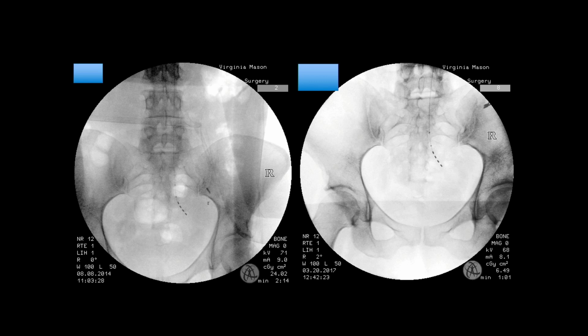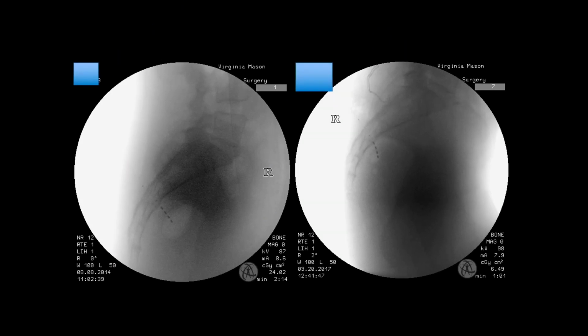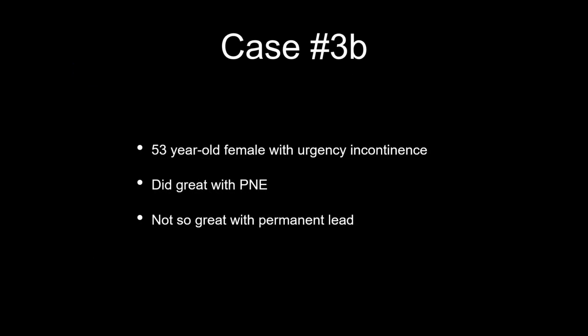I didn't want to be running to the OR, but on the other hand, she did great after we revised it. And you can see, it's about the same level. I actually feel like I could go a little bit higher than that, but she got a great response with this curvature down. So that's just to show you the same patient, we just revised the lead, and she had a better clinical response. Okay, 3B, 53-year-old female.